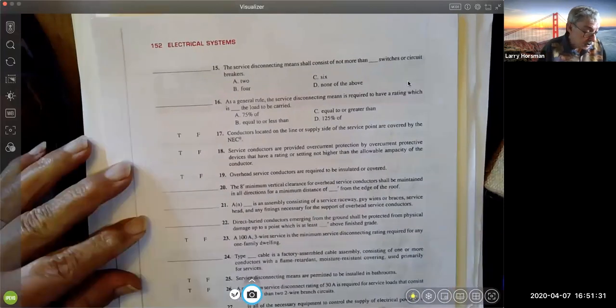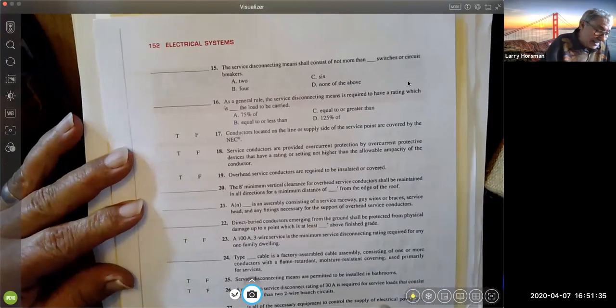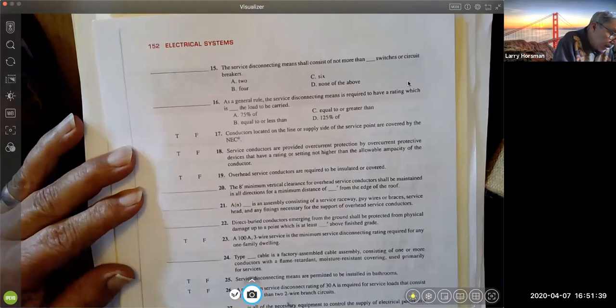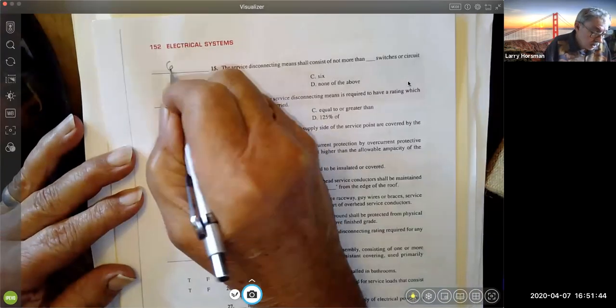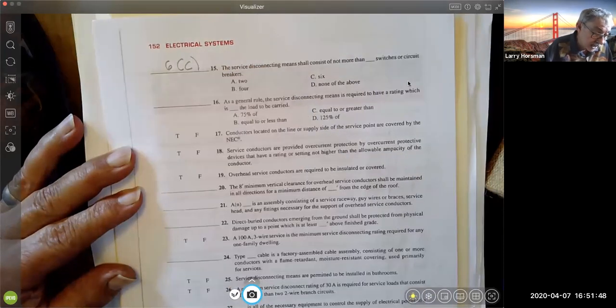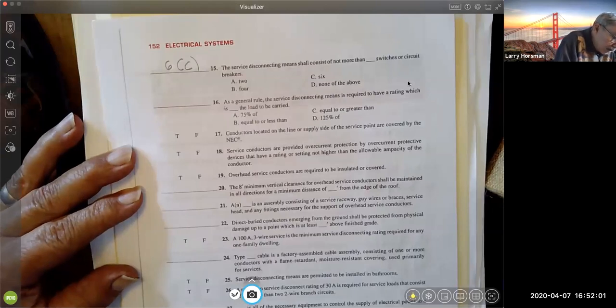So 15, the service disconnecting means shall consist of not more than 6 switches or circuit breakers. So that's 6 or C. As a general rule, number 16, the service disconnecting means is required to have a rating which is equal to or greater than the load to be carried. So that is C.